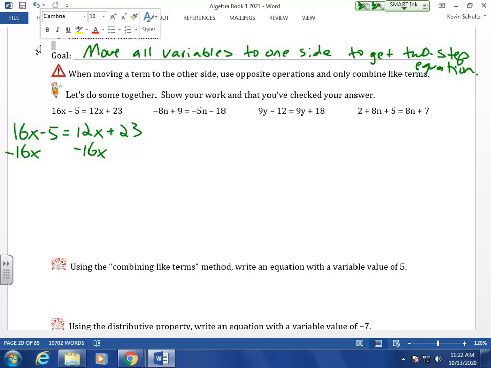All 16 x's are being moved over to the right side. And so we're subtracting, because 16x's minus 16 gives us 0. Don't forget about the sign of that 5. It's a negative 5. And then that equals 12 minus 16 is negative 4x plus 23. There we have our two-step equation.